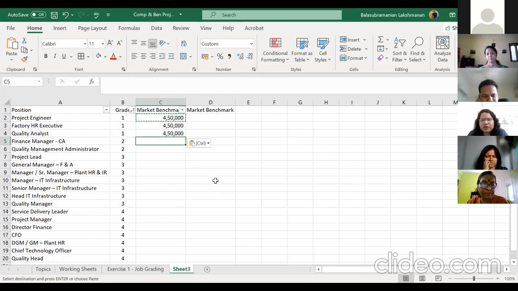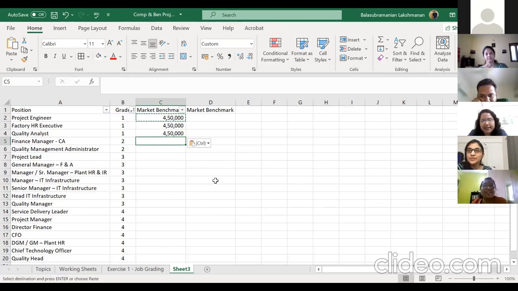CA is typically, you can consider it as 12 average. It could be lesser than that also. 8 can be good, I feel. We won't get it for 8 lakhs. At minimum it is 12. At manager level, you won't get them at the average.